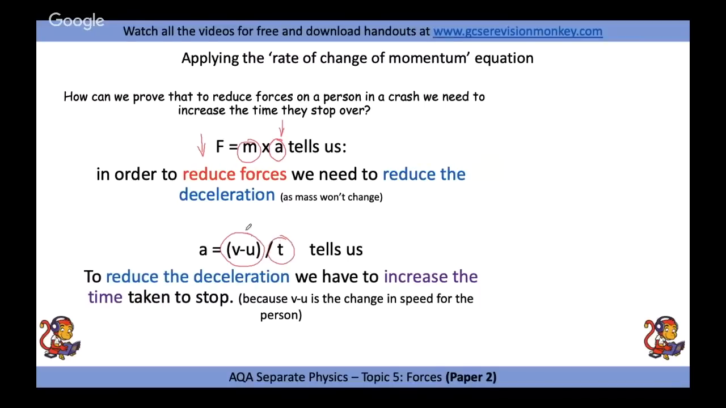If I'm in a crash, I can't change my starting speed and my final speed. It's going to be fast to stopped. But I can change my time taken to stop. If I change my time taken to stop, I change my acceleration. My acceleration will go down.